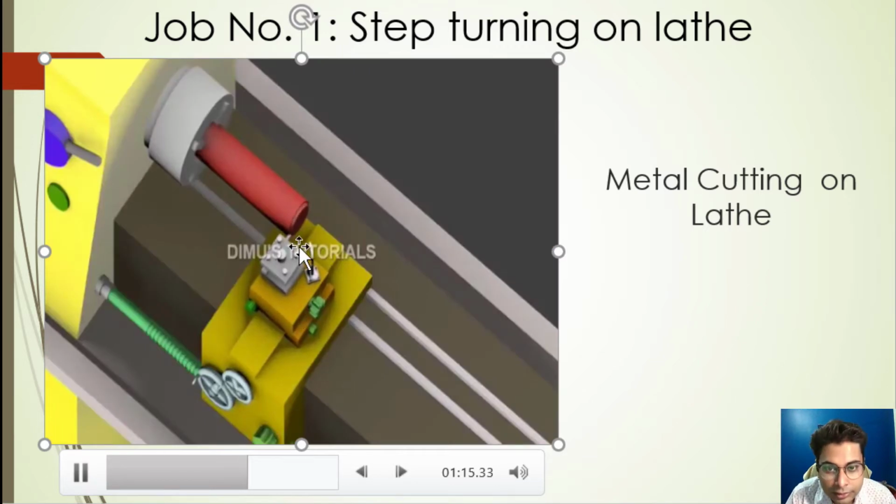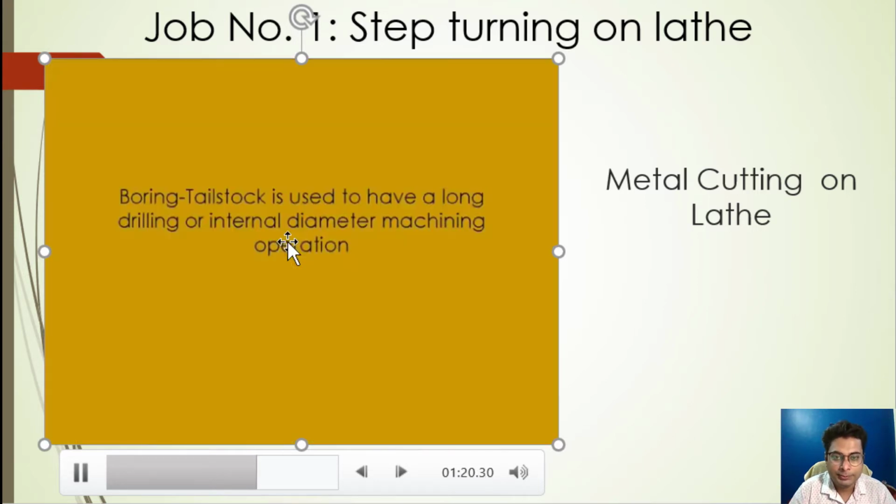See, from the very edge, a slight taper turning operation is performed in order to ensure smooth fitting of the component. Then comes boring. Boring is performed, not essentially, with the tailstock always used. Internal turning can also be a procedure, but boring is a process to actually increase the diameter of the hole which has been drilled.